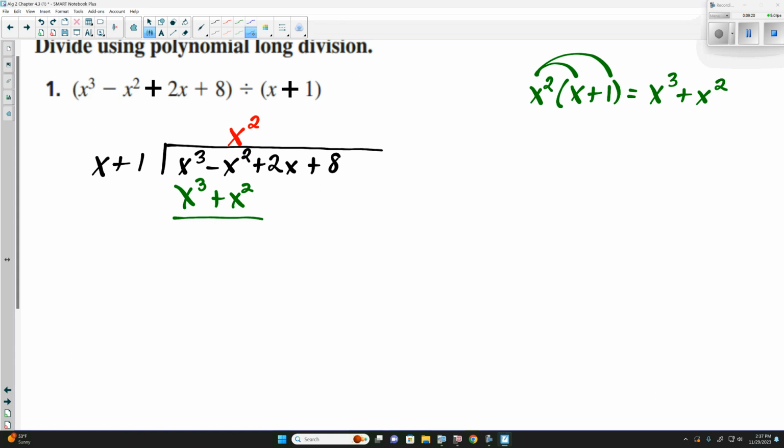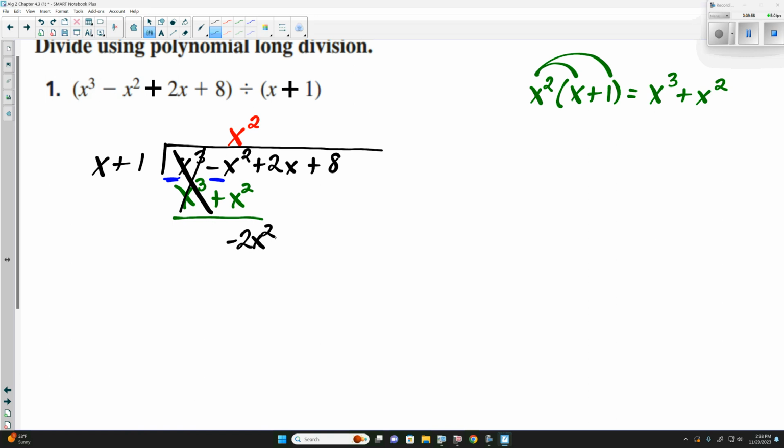Next step is to subtract, minus. X cubed minus x cubed is 0, because that's what we wanted. We wanted that first set of terms to cancel out. We wanted that x cubed term to become 0. Now we'll look at the next one. Negative x squared minus x squared is negative 2x squared, because negative 1 minus 1 is negative 2, so we have negative 2x squared.